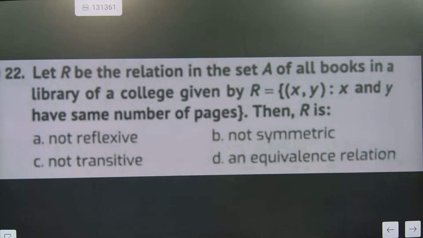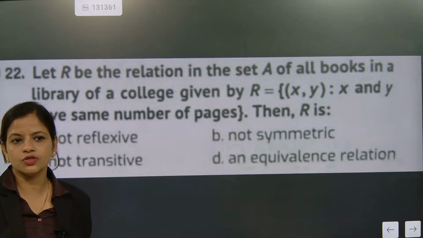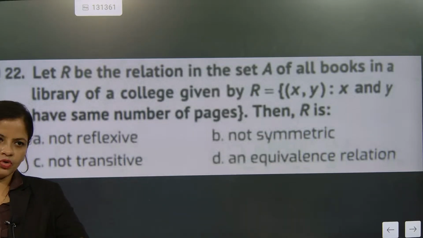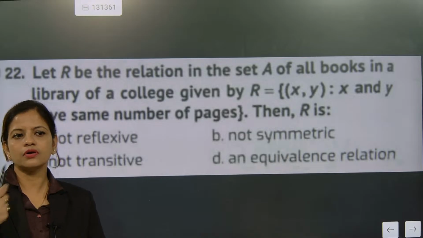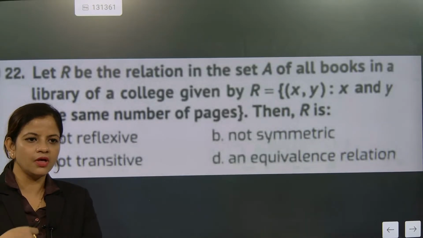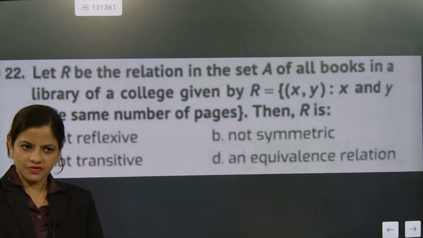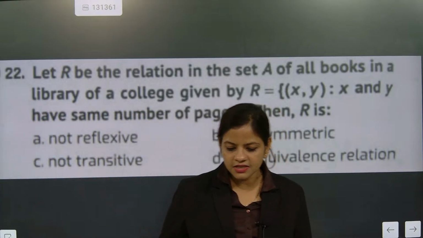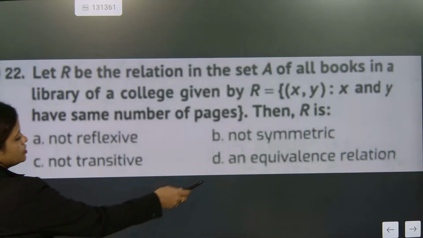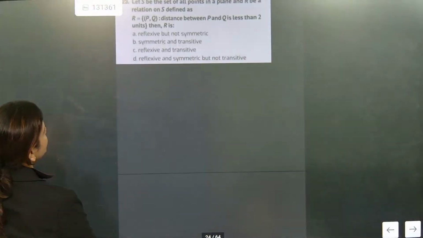Now, beta, what they are telling is that R is a relation in set A of all books in the library of a college, given that they have the same number of pages. Same number of pages means reflexive will come. If it is reflexive, it can be symmetric also. My book and your book, two different books, but the page number is the same. So reverse, my book, your book and his book, page number same. Transitive, transitive, then transitive. What type of relation is it? Can you tell? It is an equivalence relation. No need to check. Answer is D. Can we go for the next question, please?